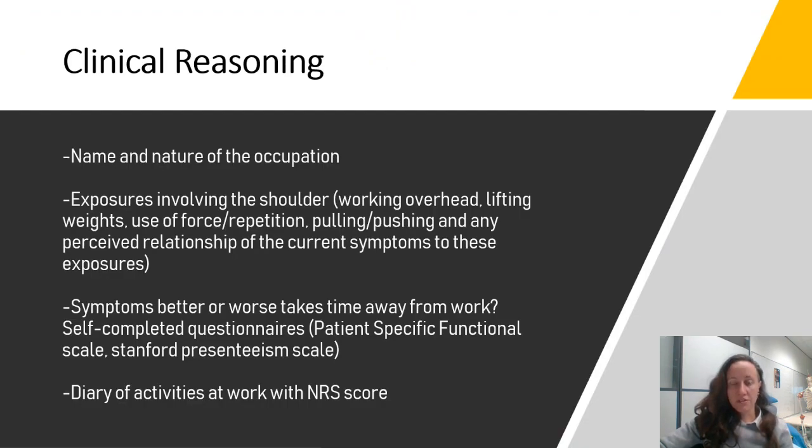So a careful occupational history that we can take as a physical therapist should include the name and the nature of the occupation, obviously, and should inquire about the exposures involving the shoulder, including working overhead, lifting weights, the use of force or repetitive movements, pulling or pushing, or any other relationship that can be between the current symptoms and other possible exposures. It can be useful to inquire if symptoms are better or worse when the patient takes time away from work, and there are some validated questionnaires you could use.